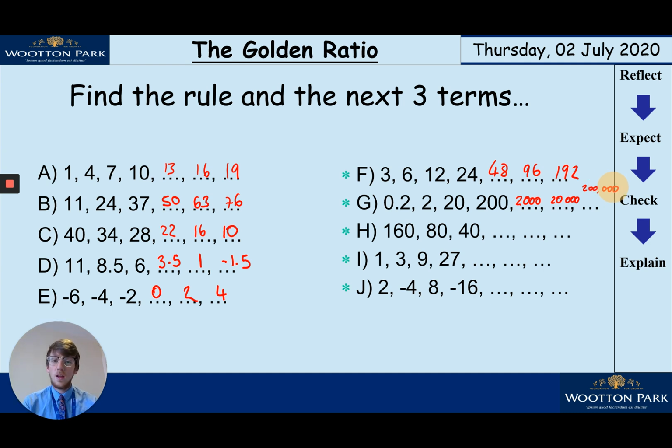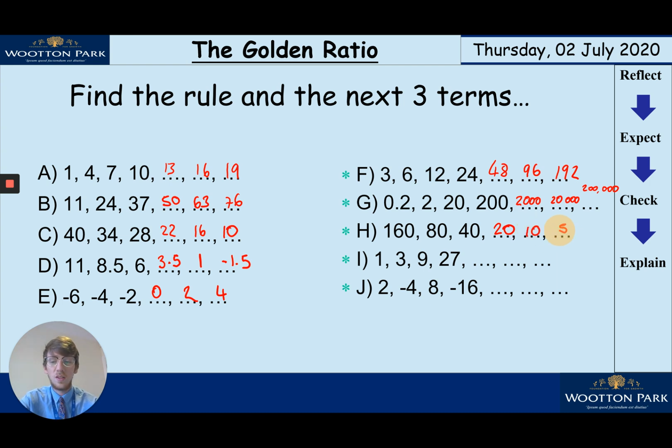Okay, the little H, we've got 160, 80, 40. What's happening there is that they are halving each time. So we're dividing by 2. In the previous ones we were timesing by a number, in this one we are dividing by 2. So the next one would be 20. Half of 40 is 20, half of 20 is 10, and then half of 10 is 5.